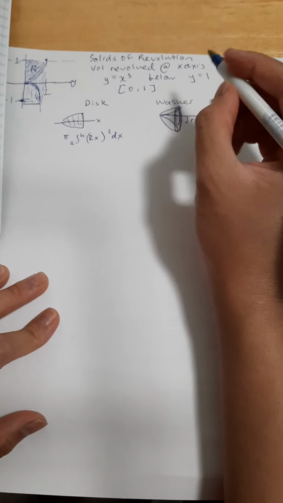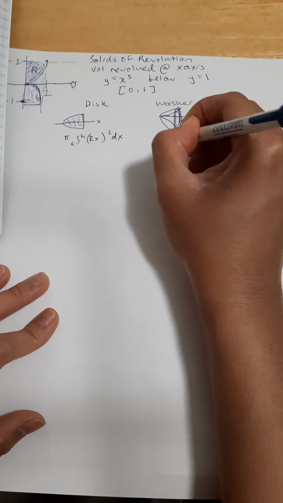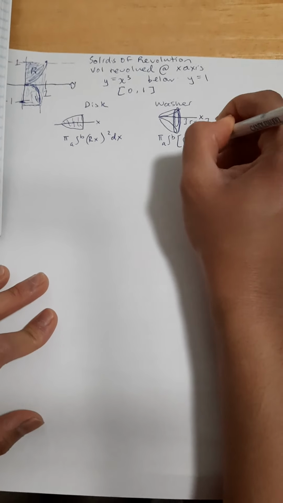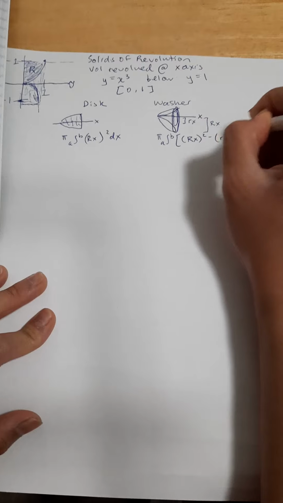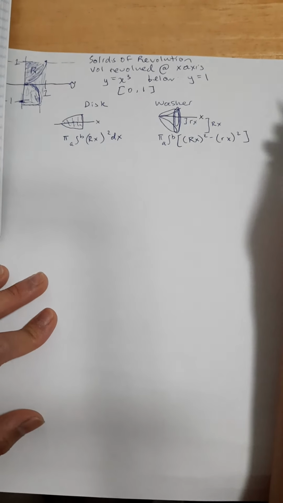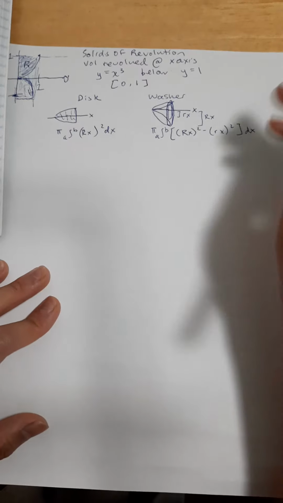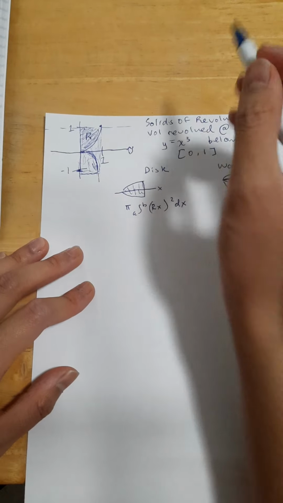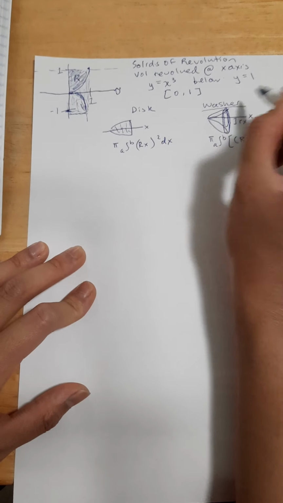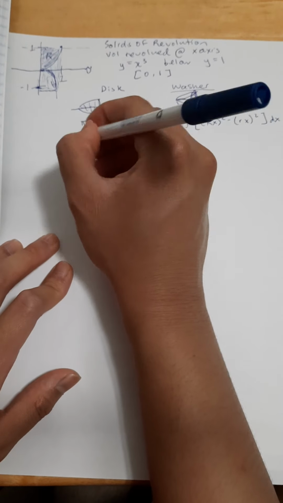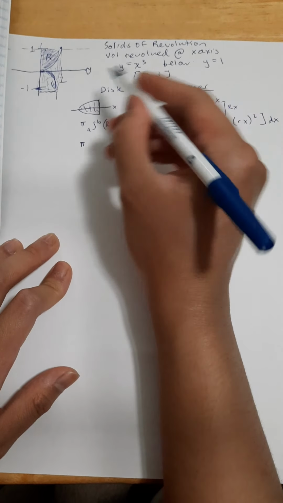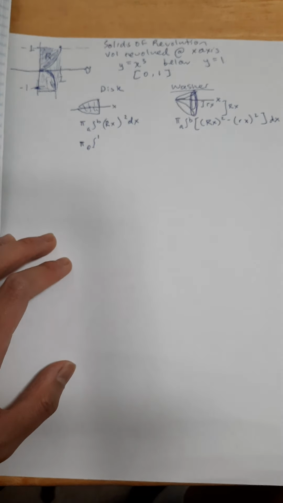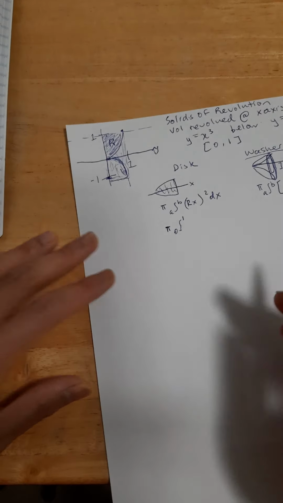The washer, the basic form is pi times the integral from a to b of the outer radius R of x squared minus the inner radius squared, which is that hole in the figure, dx. Here we could see that our solid of revolution is going to have this gap, so we're going to be using the washer method for this example. Let's start setting it up. We have pi and the bounds 0 to 1, that's the integral. Now we have to find our big R of x and our little r of x.